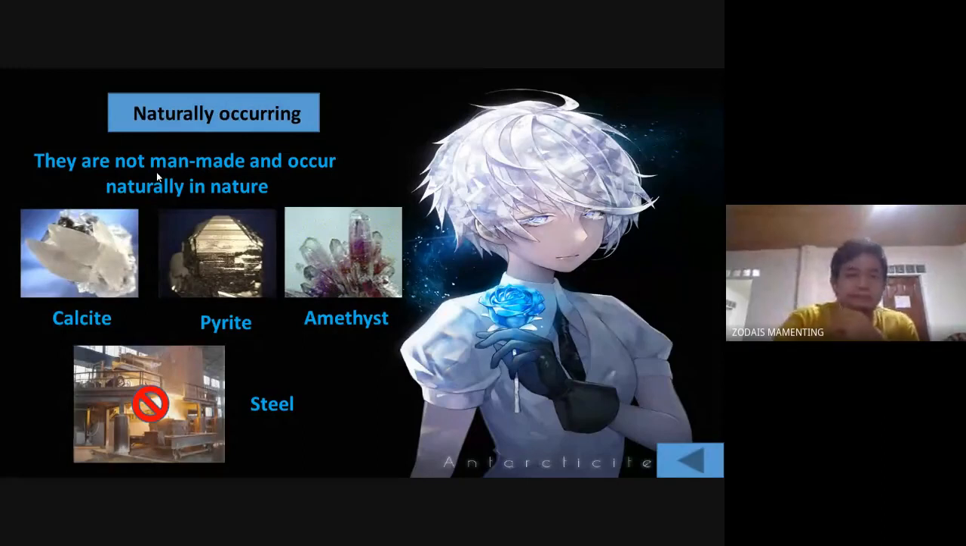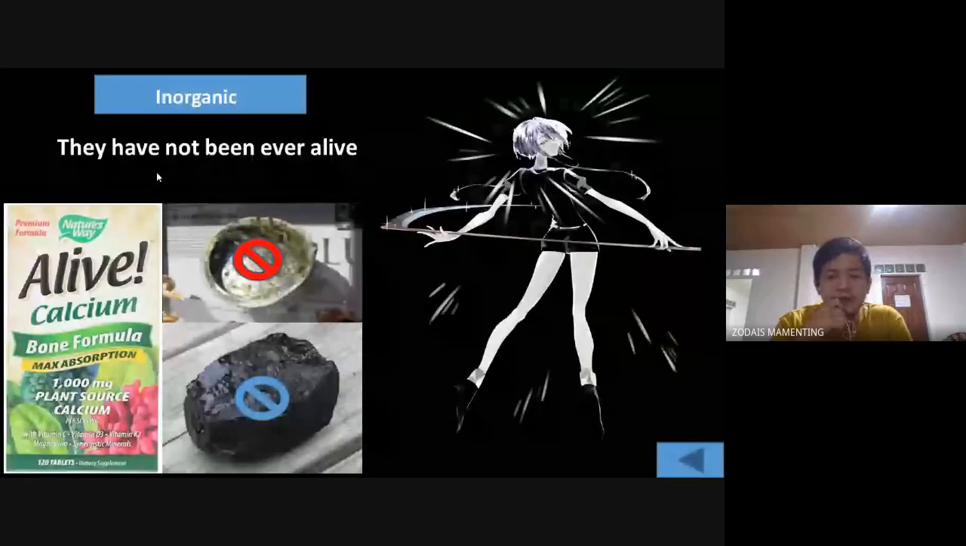Second, it must be inorganic. They have never been alive, meaning they are not alive and can never come from a living organism. If it is from a living organism or a remain of a living organism such as fossils, it is not a mineral.